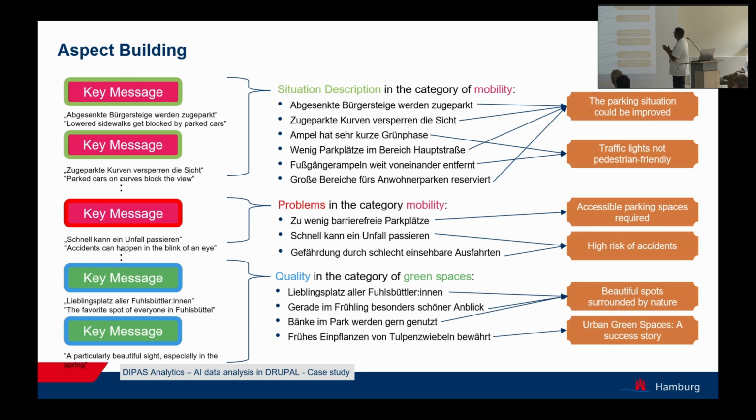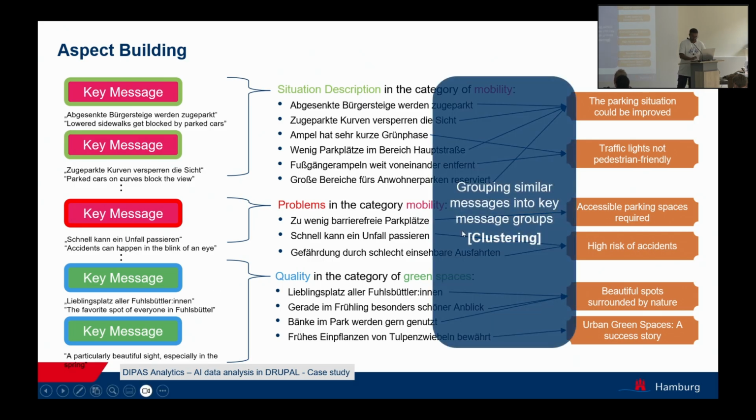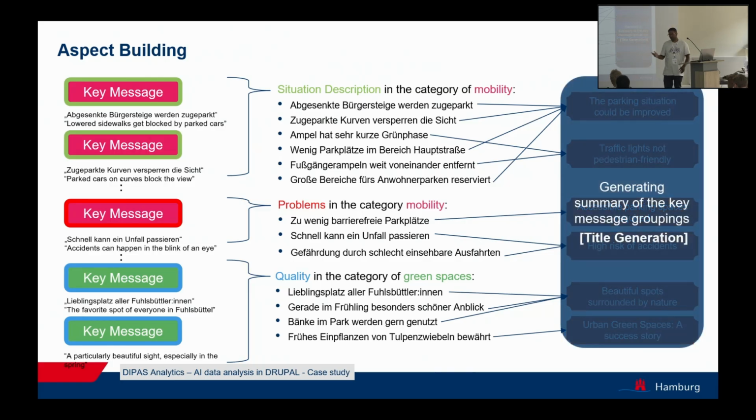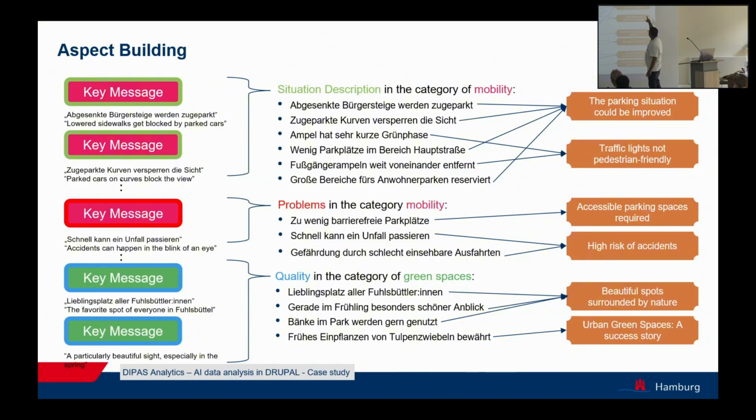And then we need to put these aspects into clusters, and this is why we have another service implemented, which groups similar key messages together, and also does the title generation. This is what you see here: the parking situation could be improved, traffic lights not pedestrian friendly, and so on. So it's valuable for the urban planners.